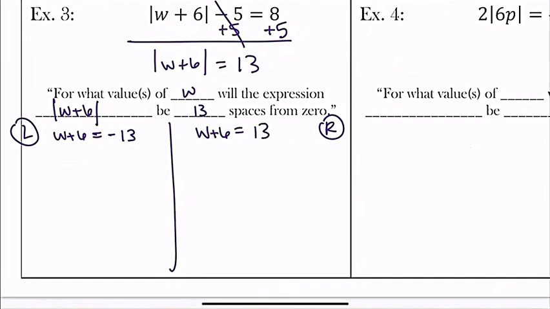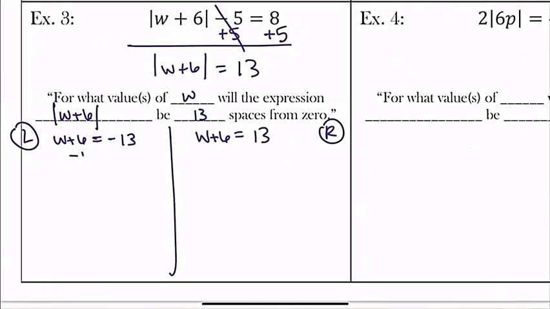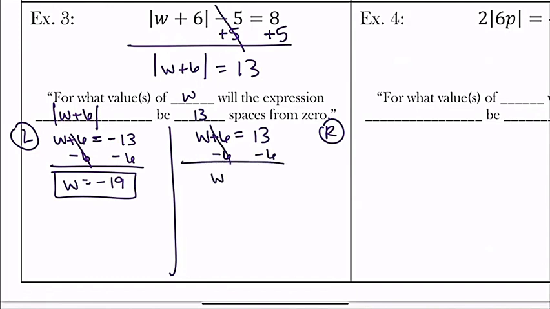And then we just solve each one. So I'm just going to solve for W using normal equation rules. Here I have a plus 6. The opposite is to minus 6. Here I'd end up with negative 19. And then over here I'll do the same thing, and that would give me 7. And then what I'm going to do is just check if they're correct.